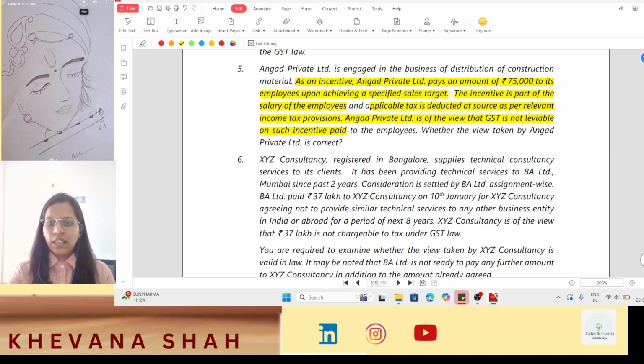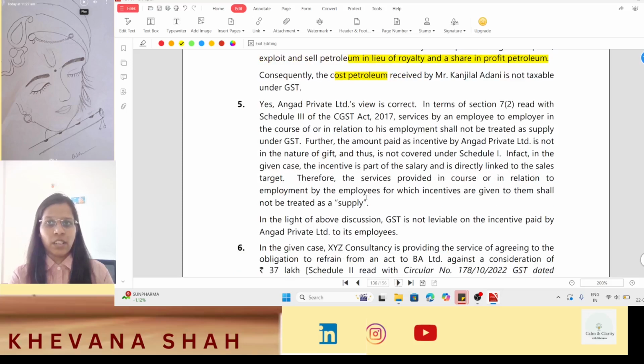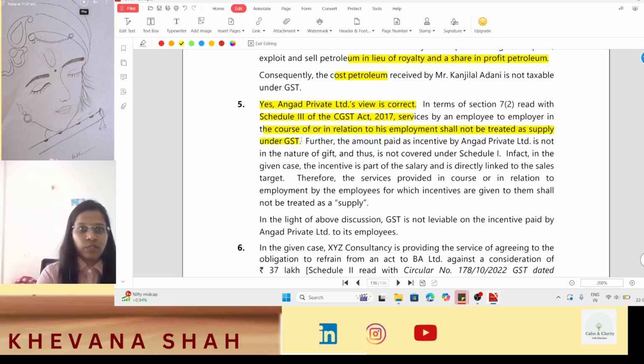So it is the correct view. Why? Because that is part of your salary and not a taxable supply. Yes, Angat Private Limited's view is correct. As per section 7(2) with your Schedule III, services by an employee to the employer in the course of or in relation to his employment shall not be treated as supply under GST. So this is the first point.